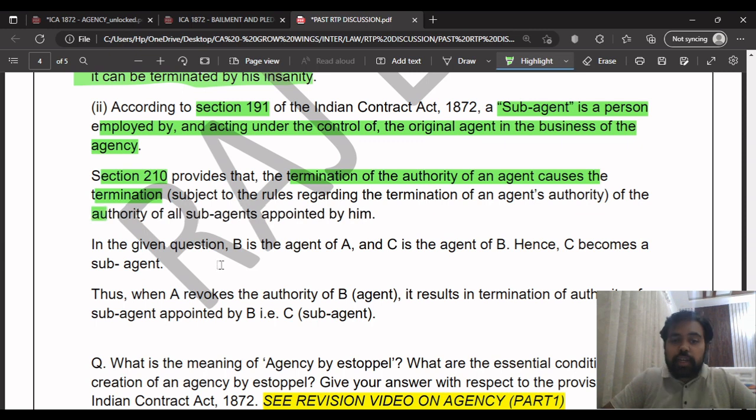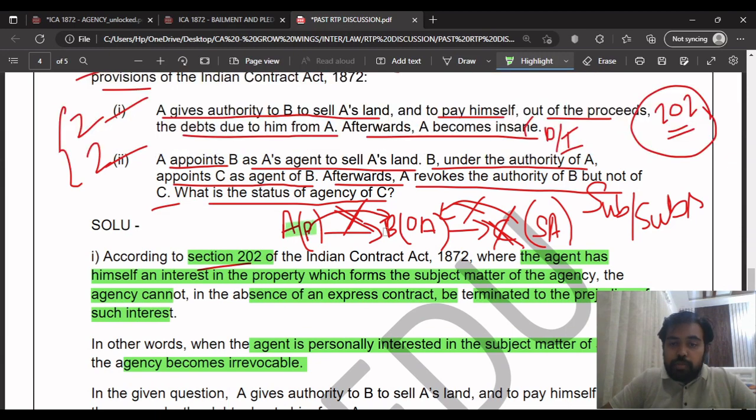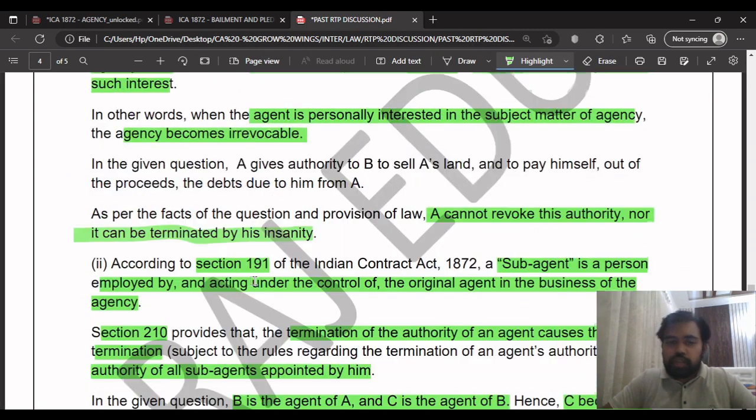B is the agent of A and C is the agent of B. Hence, C becomes a sub-agent. Just like I've explained it here, A is the principal who appoints B as original agent. B appoints C as sub-agent. So once this contract of agency is cancelled, then this also gets cancelled. That's what we are saying here.